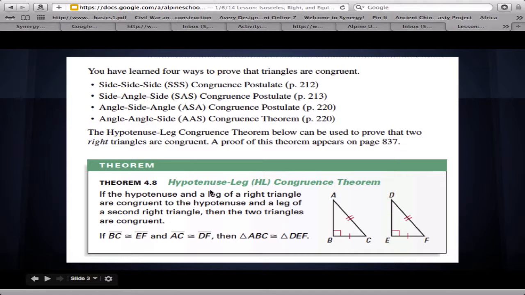So let's look at that. Hypotenuse-leg congruence theorem: if the hypotenuse, so AC and DF, and a leg of a right triangle are congruent to the hypotenuse and leg of a second right triangle, so if we have this one congruent to this one and BC congruent to EF, then the two triangles are therefore congruent.